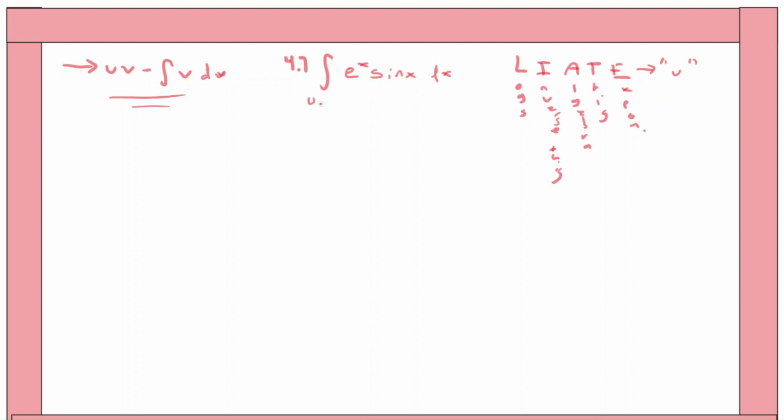So we're going to make our u, our du, our v, and our dv chart. So let's do what we normally would be doing. Let's find this u. So we don't have logs again. We don't have inverse trig again. We also don't have algebra this time, though. We have an e to the x, we have a sine of x, we don't have any algebra, so we have to move down again.